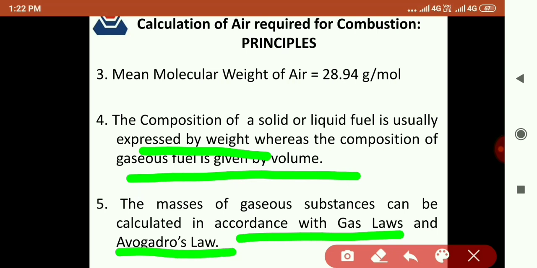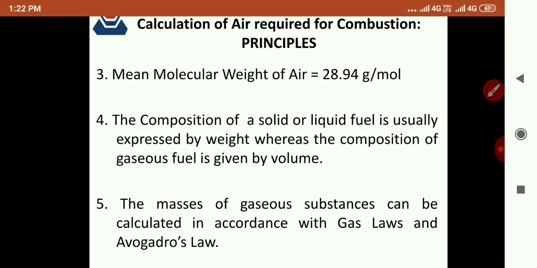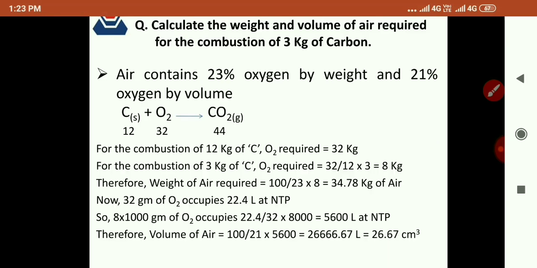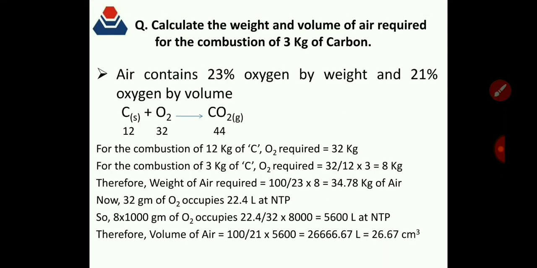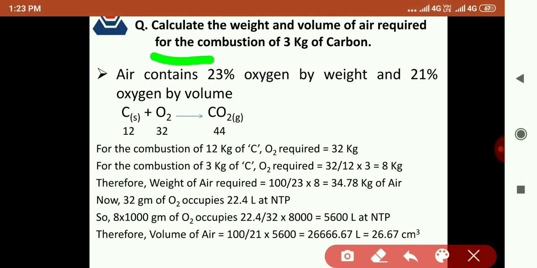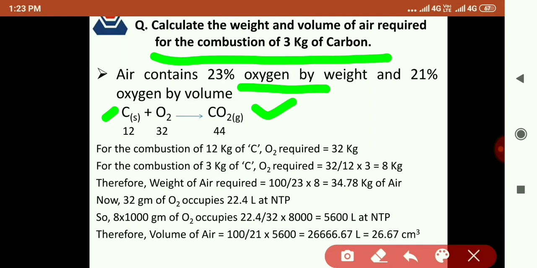So these are certain principles which are related to combustion of fuel and then further solving some numerical problems. This is the first question you can see related to the combustion of fuel. Calculate the weight and volume of air required for the combustion of 3 kg of carbon. So let us write down the equation first. C plus O2 gives CO2, right? And we know the basic principle that air contains 23% of oxygen by weight and 21% of oxygen by volume. Keeping this in mind, first of all we'll determine the oxygen required.